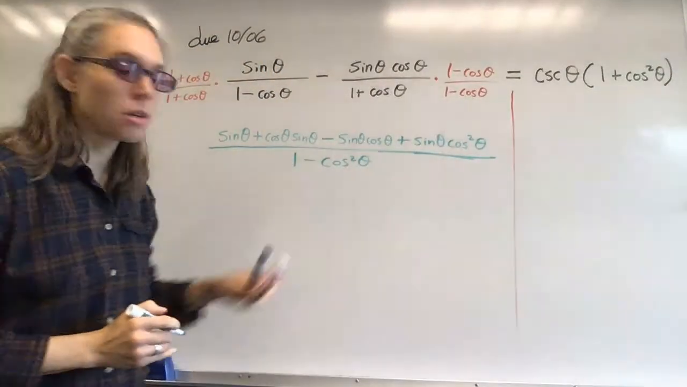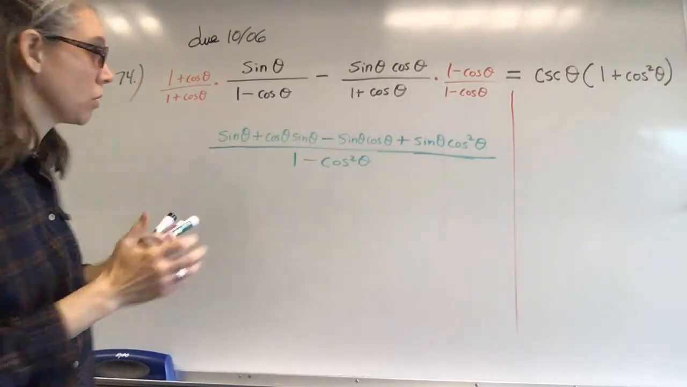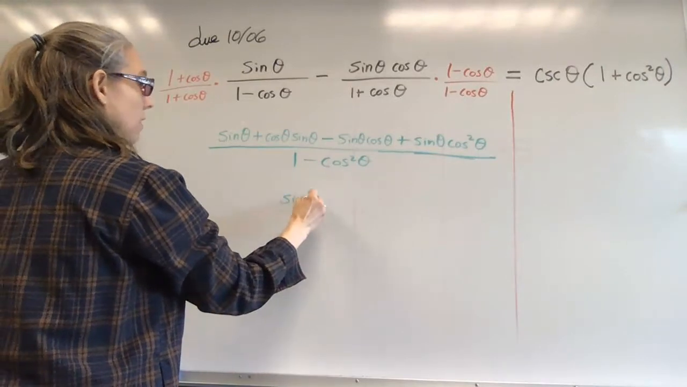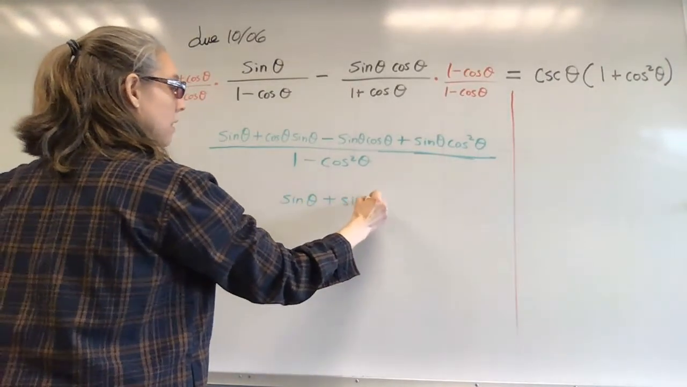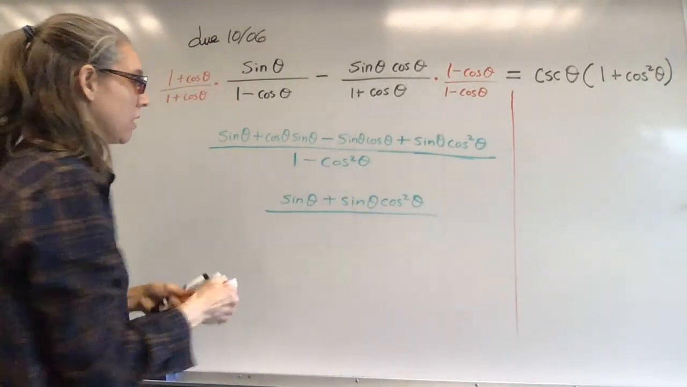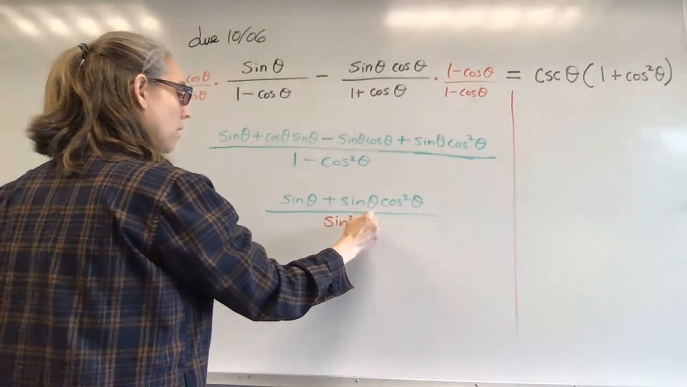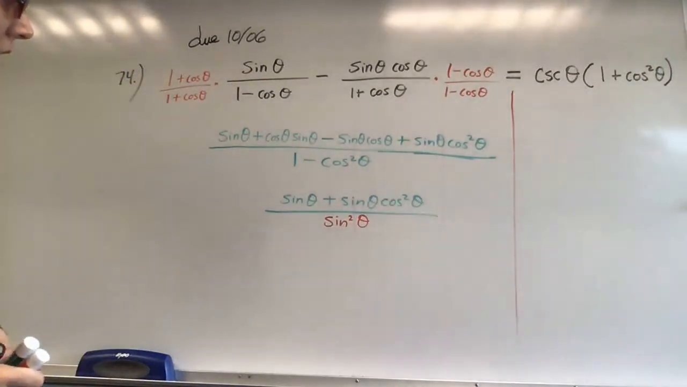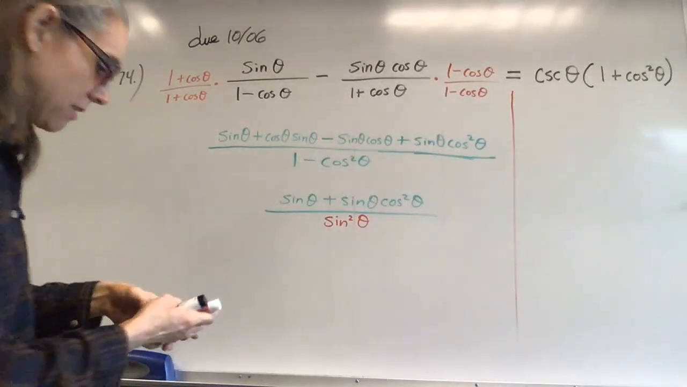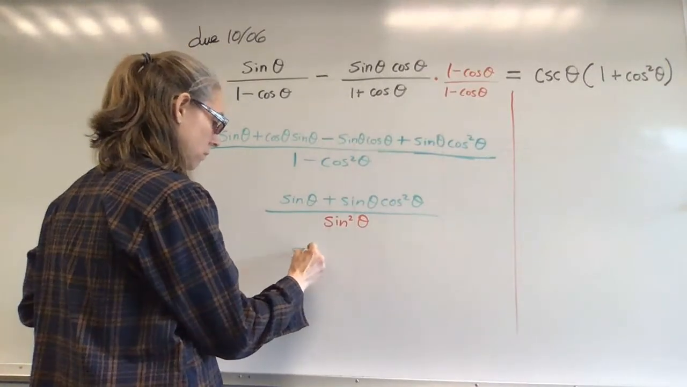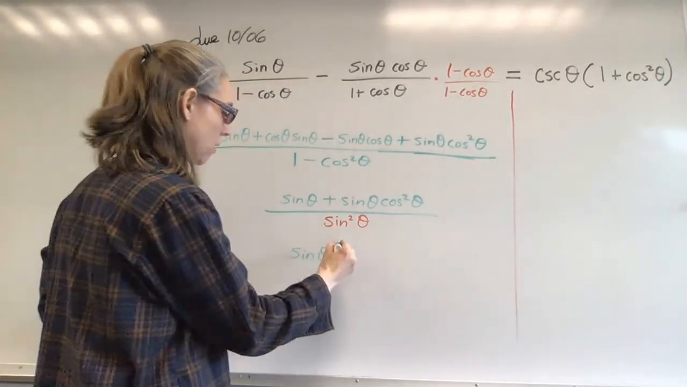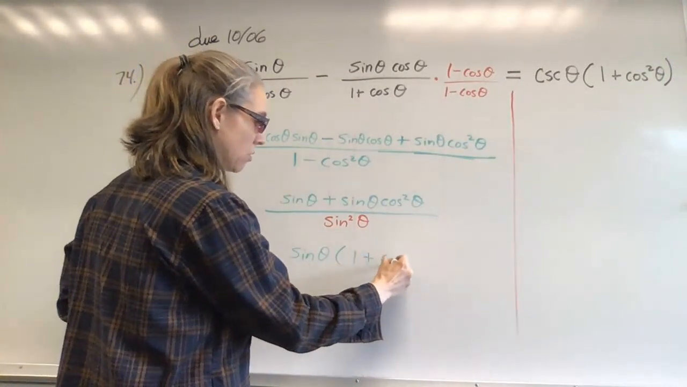Now the good thing is here my two middle terms are additive inverses, so they will cancel. And now I just have sine theta plus sine theta cosine squared theta in my numerator. And then, of course, my denominator is equal to sine squared theta. And you can see already that you're going to have a sine theta cancel, so we want to go ahead and factor that sine theta out. Always factor before you cancel. Factor before you cancel. That's the rule. It doesn't matter how much you can do in your head right now.